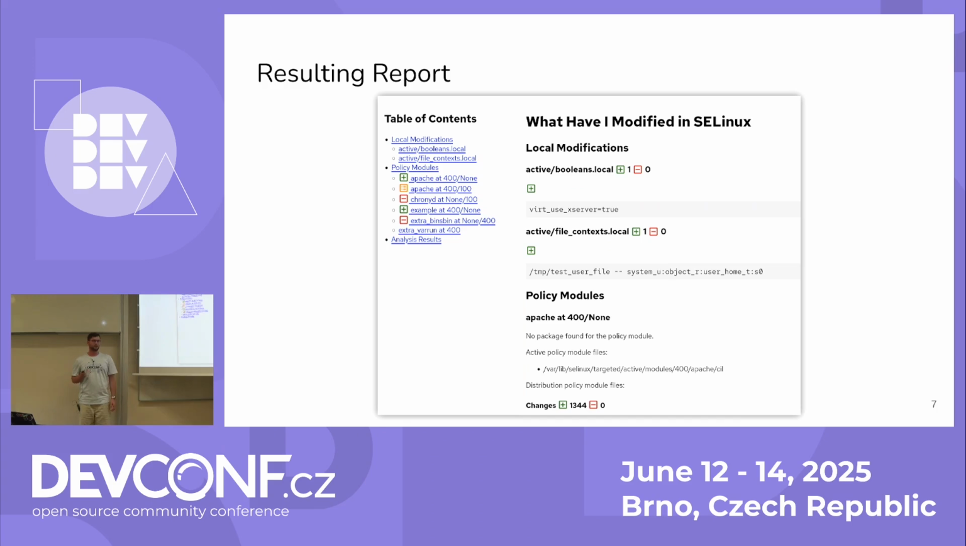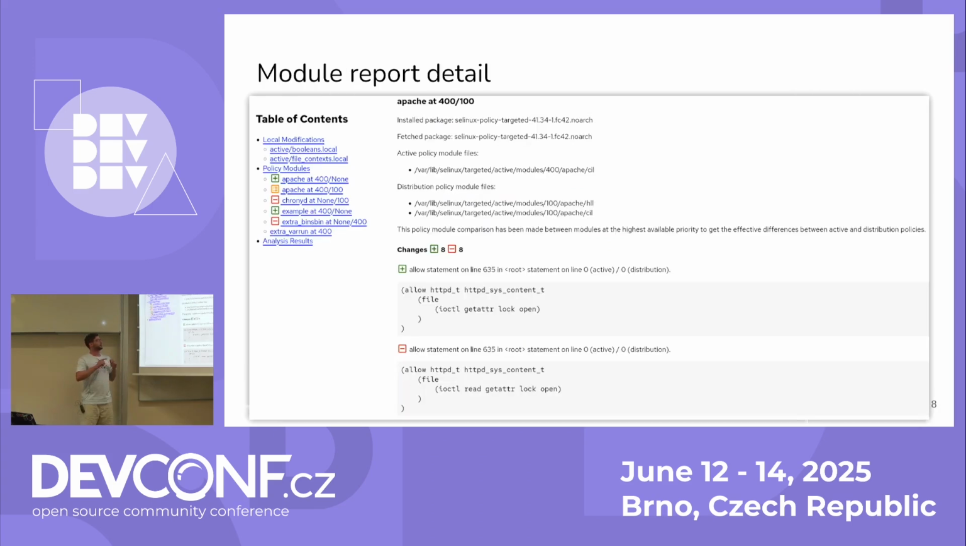But also, it compares the Apache module at the 400 with the distribution module at the priority 100 to get the effective difference between these two modules. As you can see, there are only a few changes. And also, each change is linked with the context where the change in the CIL file is located, and also if there is any parent statement in CIL.